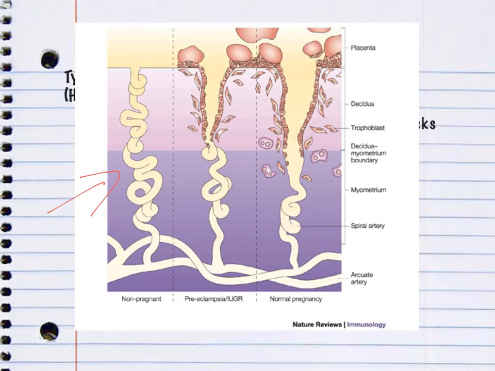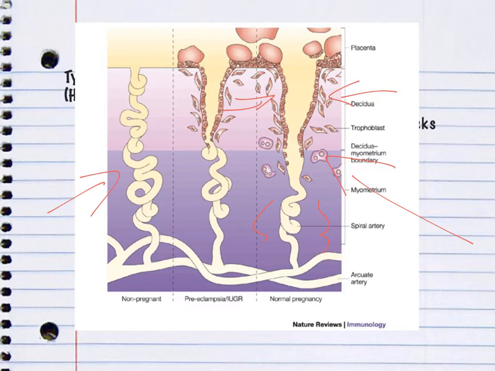Now, if you look over here to the normal pregnancy, you can see that there's a remodeling that takes place. And here, this vessel really dilates and opens up, and this spiral starts to unwind a little bit. What that's going to do is allow more blood flow to that placenta. And you can't see, but in between all of those maternal blood vessels, you have the chorionic villi, and then reservoirs fill up and supply the placenta and that fetus with lots of blood flow.